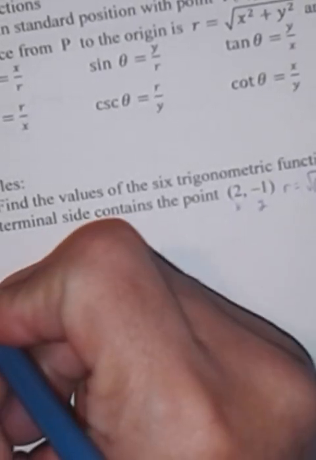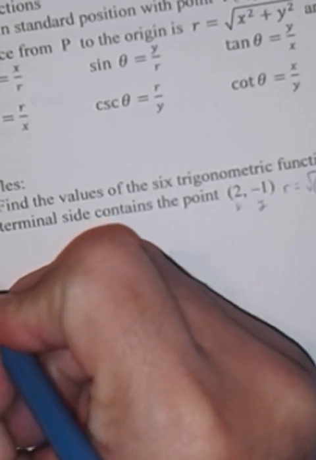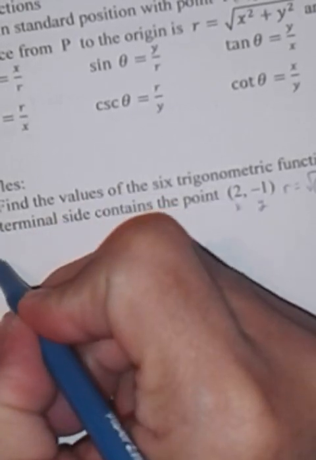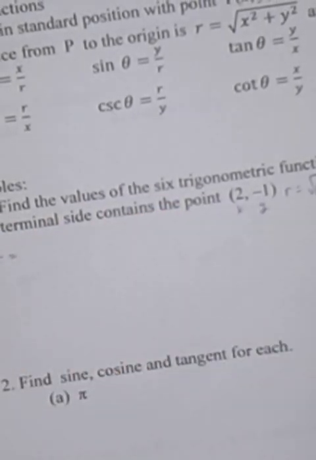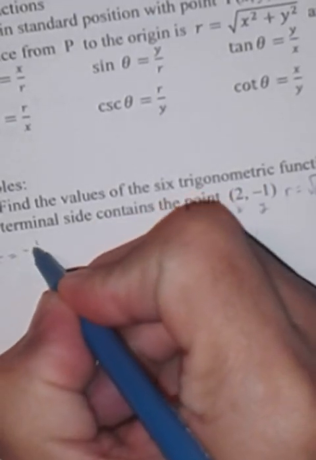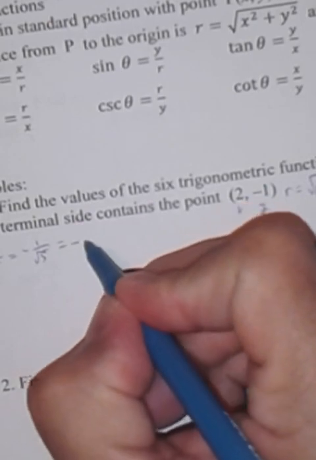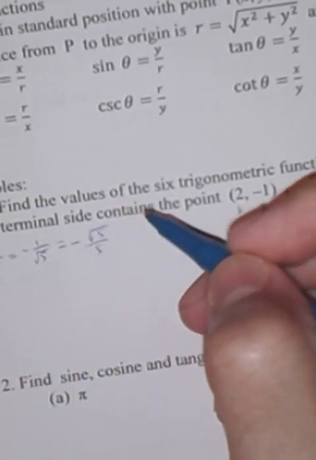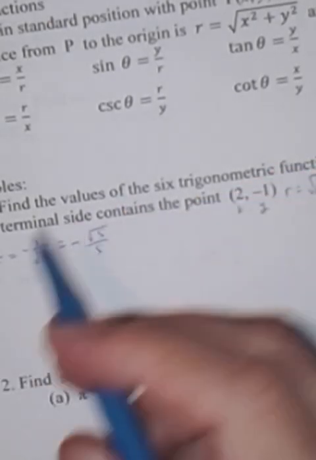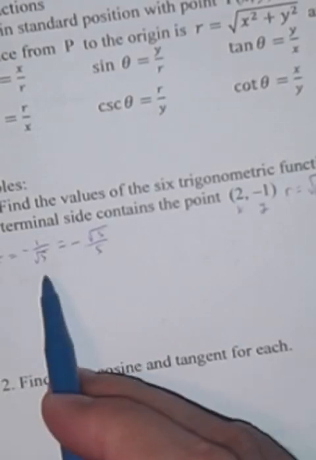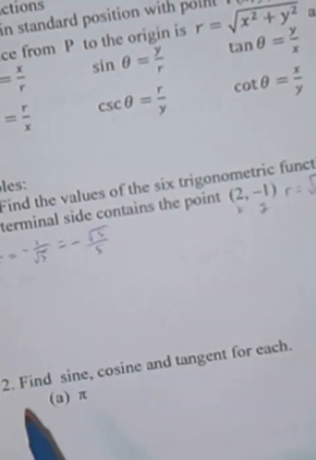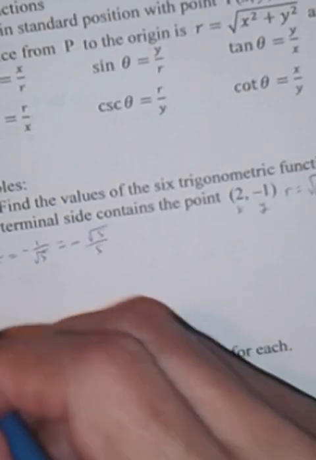So sine theta is y over r, which will be negative 1 over the square root of 5. And again, don't forget we're rationalizing, so this is negative square root of 5 over 5. And of course, the cosecant of theta would be the reciprocal, so it would be negative square root of 5 over 1, or negative square root of 5.